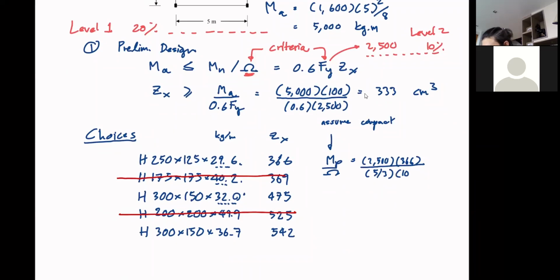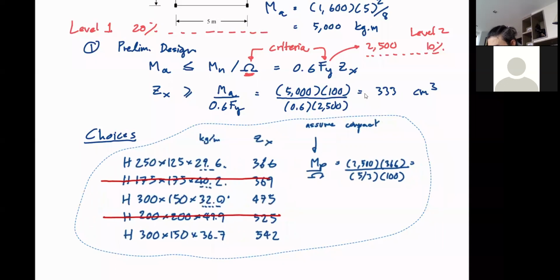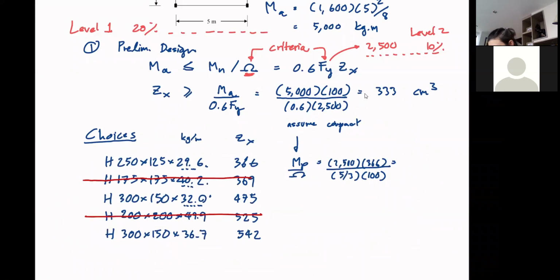So let's divide by 100. Okay. I seem to be out of space a little bit, so I'm just going to move the entire thing again. This last sorting is very convenient, isn't it? Okay, so now that is 490 kilogram meter. See, it already exceeds 5,000, so we are fine.